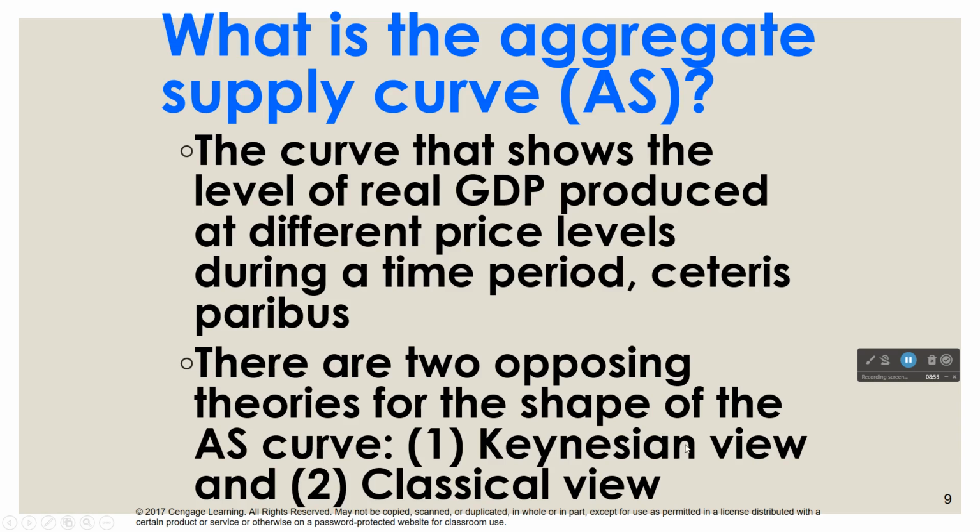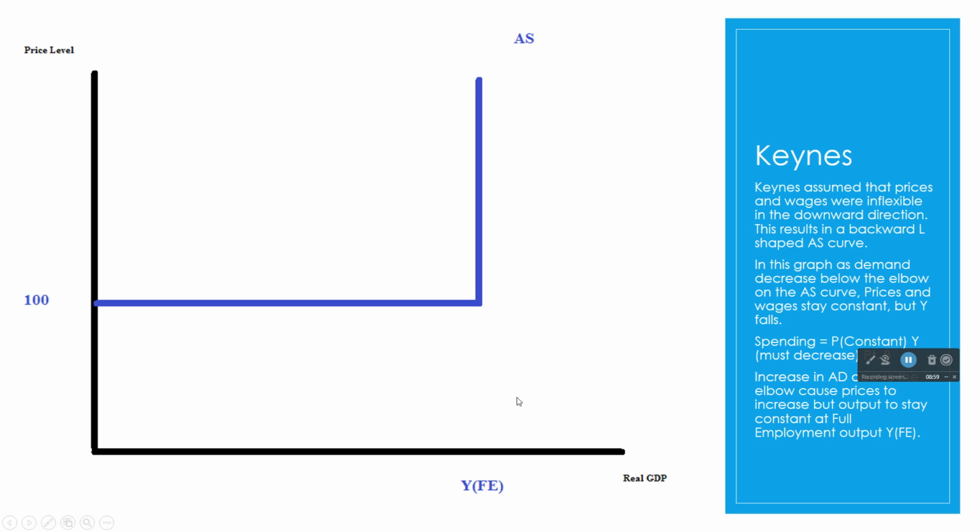So we've got the Keynesian view and the classical view. Okay. Now here, John Maynard Keynes assumed that prices and wages were inflexible in the downward direction. This results in a backward L-shaped aggregate supply curve. So we could imagine here's aggregate demand, and it intersects right here at the corner. Okay. And that produces a price level of 100. And in this case, the economy is operating at full employment.